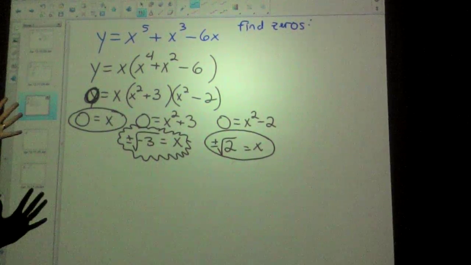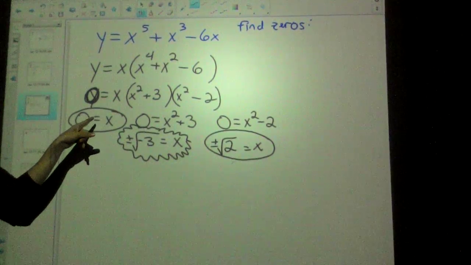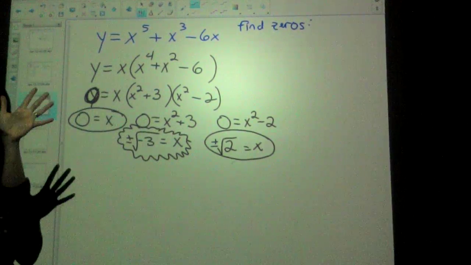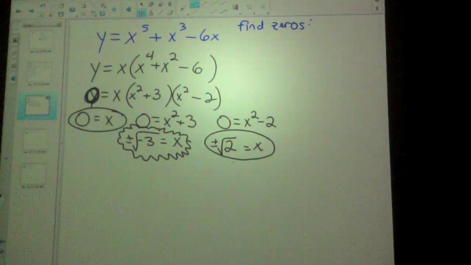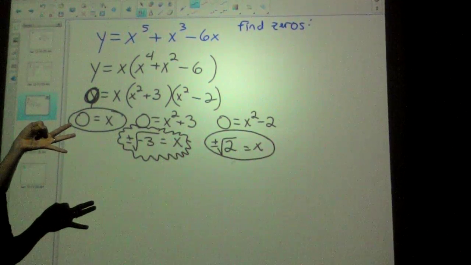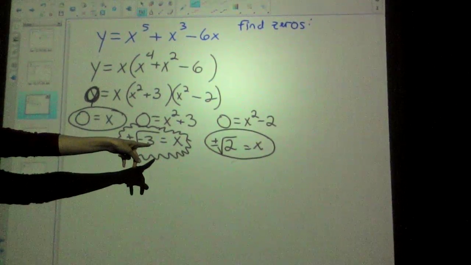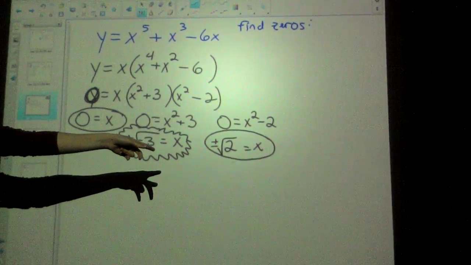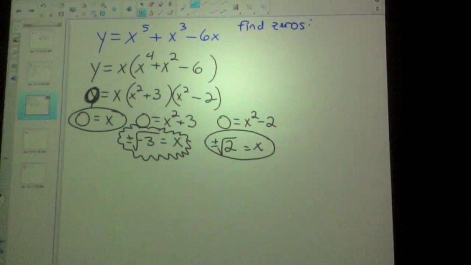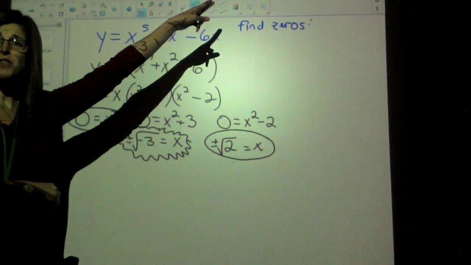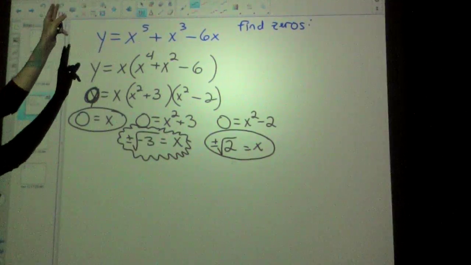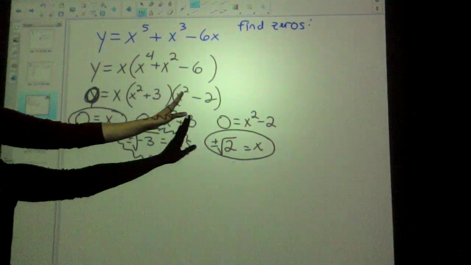You have 5 solutions. 1, 2, 3, 4, 5. 5 solutions. But you only have 3 x-intercepts because you do not see these 2 right here. They're not real. They're not on the real number system, so they're not on the x-axis. All right? So what do you put for the final answer? Well, it's kind of how it's worded. Finding the zeros means find all the ones that make the equation equal 0. So you would list all 5 of these answers.